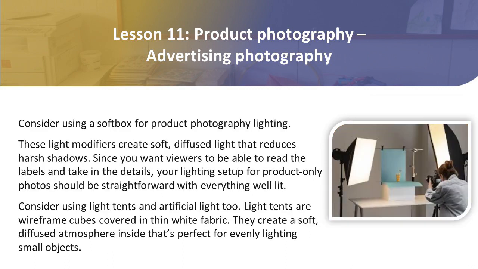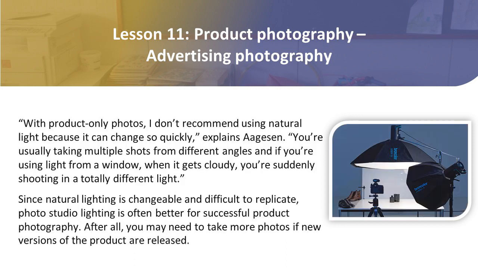Consider using a softbox for product photography lighting. These light modifiers create soft, diffused light that reduces harsh shadows. Since you want viewers to be able to read the labels and take in the details, your lighting setup for product-only photos should be straightforward with everything well lit. Consider using light tents and artificial light too. Light tents are wireframe cubes covered in thin white fabric. They create a soft, diffused atmosphere inside that's perfect for evenly lighting small objects.